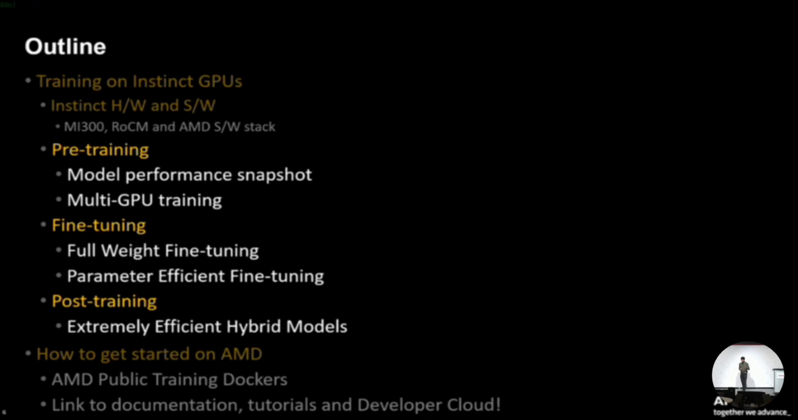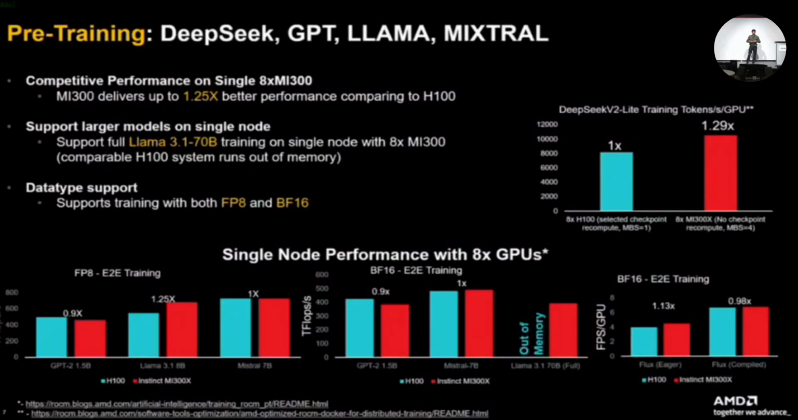I'll start with pre-training. As I talked about, pre-training is about how do you scale your training on a large number of GPUs. But before you jump into that large cluster, you want to make sure that you get really good performance on a single GPU or single node first. So that's where we start. When we start training these models, we want to make sure that you get really good performance on a single node or single set of GPUs.